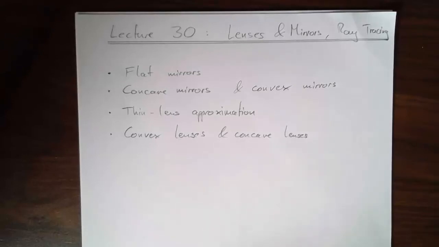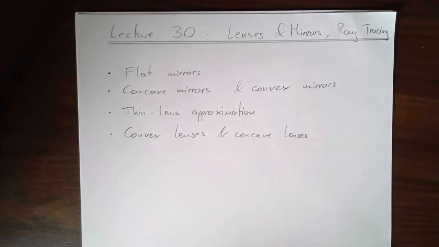Hi, this is going to be a lecture on lenses and mirrors and ray tracing. So we're now moving away from treating light as a wave and we'll treat it exclusively as rays, right? And that's really just a choice of how we analyze the situation. It's not some kind of statement about what the underlying physics is, right? Everyone agrees that light is a wave, but we represent the waves in the form of rays.